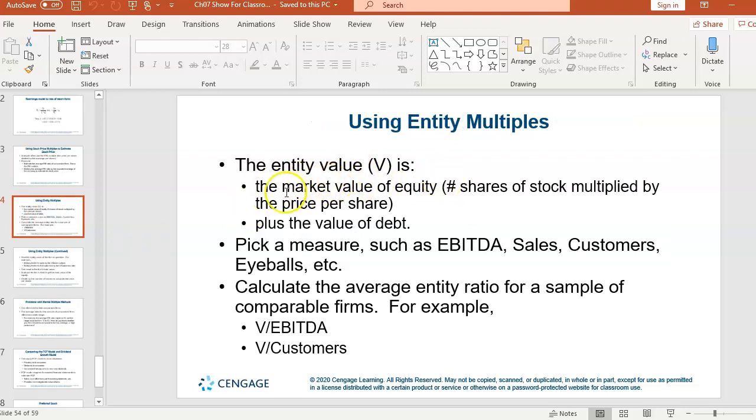Using entity multiples, the entity value is the market price of equity, the number of shares multiplied by the price per share, plus the value of debt. So it says here to pick a measure such as EBITDA, which is earnings before interest, tax, depreciation, amortization, sales, customers, eyeballs, just whatever, and calculate the average entity ratio for a sample of comparable firms. So what's the value of EBITDA, the value of a customer, and so on.